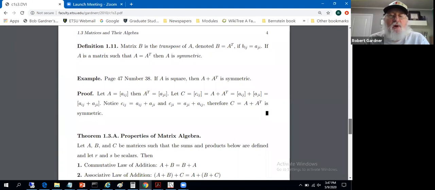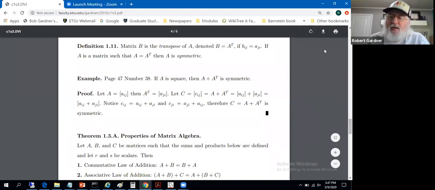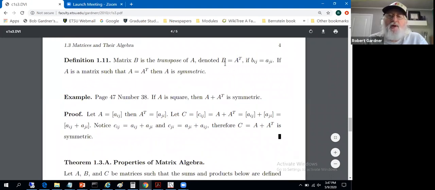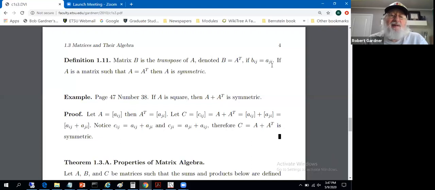Okay, we transposed vectors in the last section or two. We transposed a row vector and got a column vector. We transposed a column vector and got a row vector. We could transpose matrices. Matrix B is the transpose of matrix A, denoted B equals A transpose, if B sub ij equals A sub ji. If a matrix A equals its own transpose, then it's called a symmetric matrix.